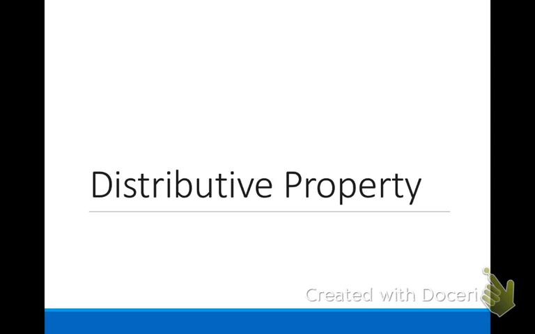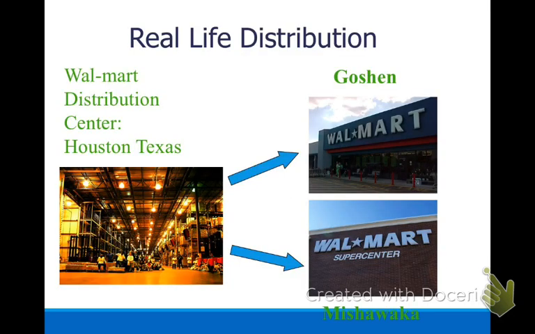So now moving on to the distributive property. So the first thing we're going to talk about is, what does distribution look like in real life? So I think everybody has been to Walmart before, hopefully. So there is a Walmart distribution center that's in Houston, Texas. So everything that you get at the Goshen Walmart or the Mishawaka Walmart starts out at that distribution center.